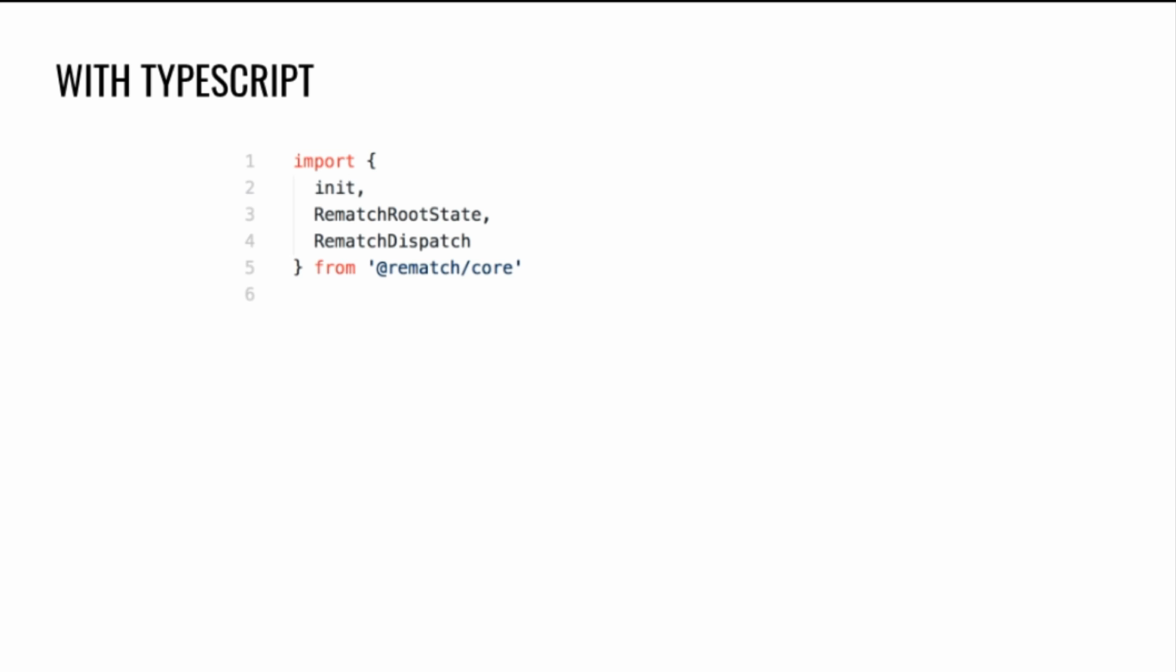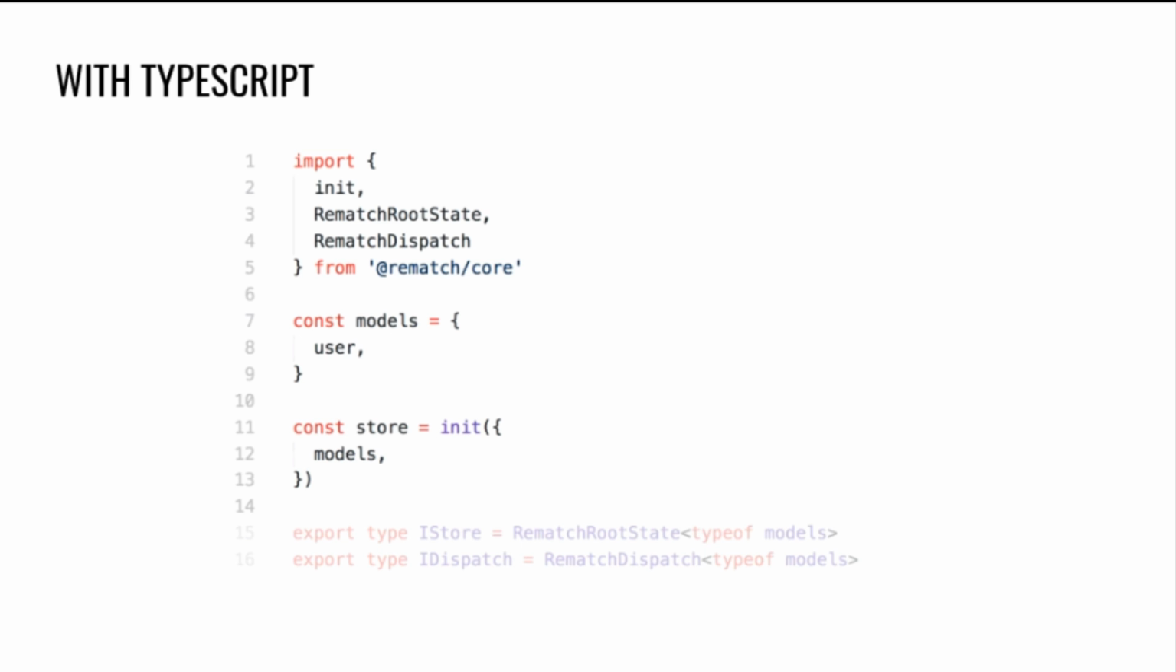Basically, the way we work with it, we have access to two special types called Rematch RootState and Rematch Dispatch. Then we define our models as we would usually do, and configure a store. And finally, we can export two types using these RematchRootState and RematchDispatch helper types. What they do is infer all the information about your model based on the model itself. So it will know what kind of shape the state has, what reducers you have, what effects you have. Every time you work with a store or a dispatcher, you just use the iStore and iDispatch types here, and you will get full type safety.